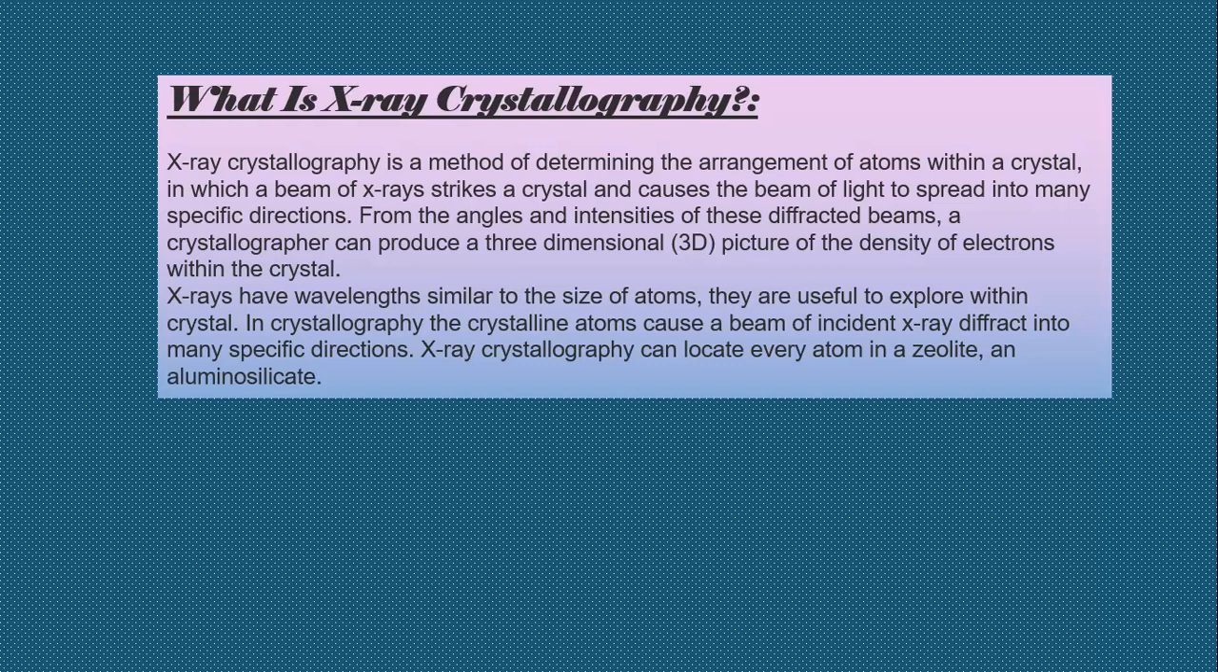crystal. By measuring the angles and intensities of these diffracted beams, a crystallographer produces a three-dimensional picture of the density of electrons within the crystal. From this electron density, the mean position of the atoms in the crystal can be determined, as well as their chemical bonds, their crystallographic order, disorder, and various other information.